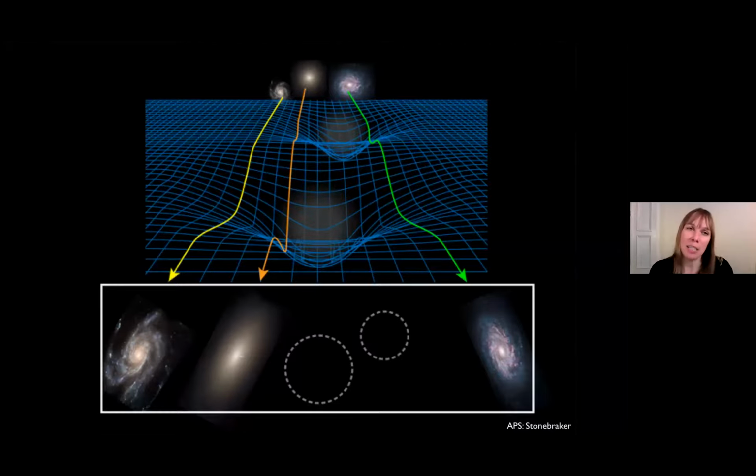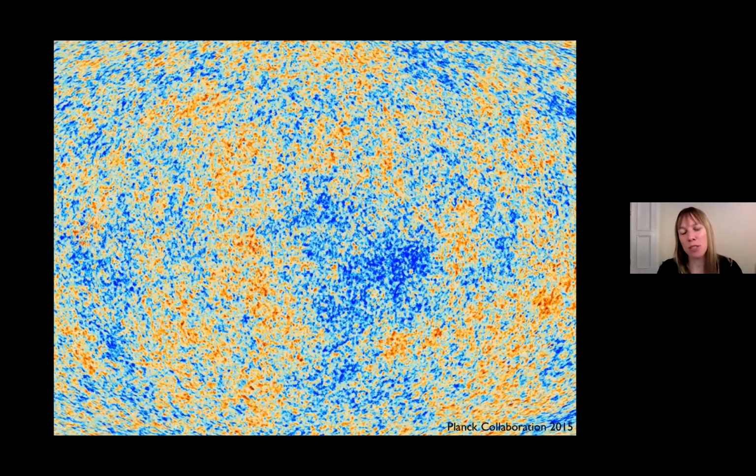You may have seen this image before. This is a very iconic image of the cosmic microwave background. This is what the universe looked like right after the Big Bang. And it tells us a huge amount of information about what the universe looks like.